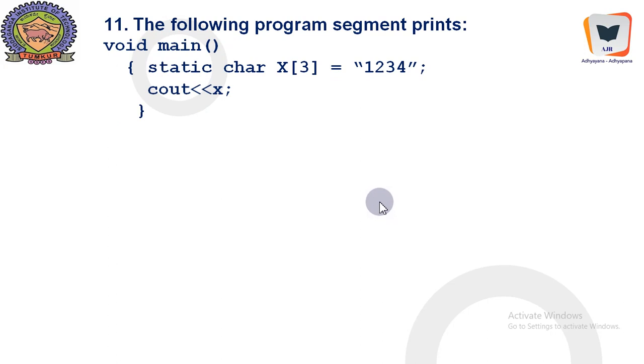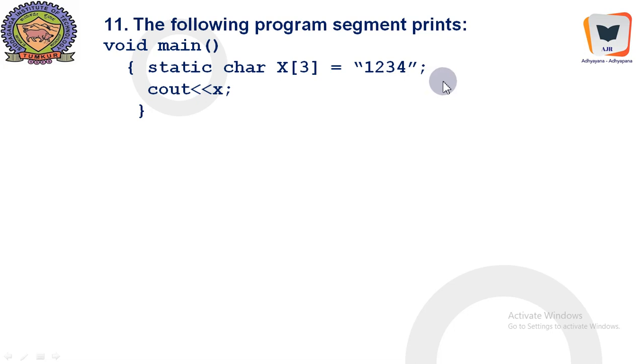The following program segment prints, let us see what it is. Void main, static char x[3] equal to "1234", cout x. As you must have guessed, C++ forbids initialization with strings whose length is more than the size of the array. We have said that the number of characters in this character array x is 3, but here we are initializing it with the 4 characters 1 2 3 4.